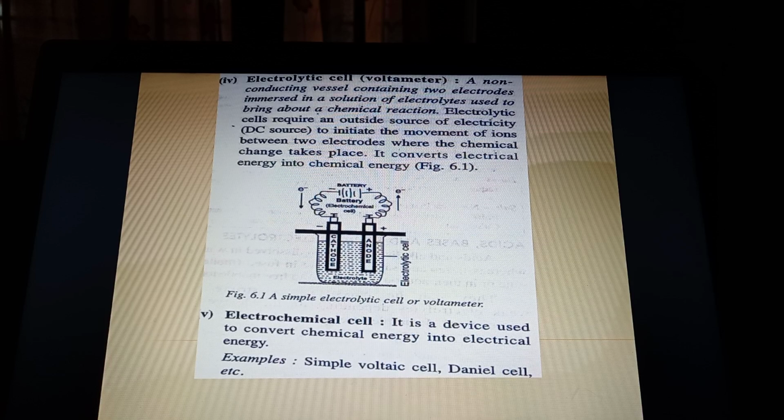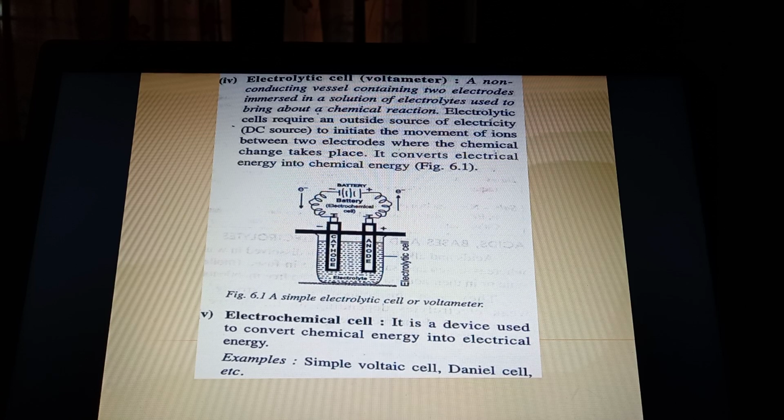Now what's an electrolyte? Electrolyte is any chemical substance in aqueous or molten state that will allow electricity to pass through it. Now the electrolytic cells require an outside source of battery, and it should be a DC source, not an AC source. The reason will be told to you in the coming topics. So basically an electrolytic cell is also called a voltameter. And what is the function of the voltameter? The function of the voltameter is that electrical energy will change into chemical energy. So on passing of this electric current, what will happen? A chemical reaction will take place. So this is the electrolytic cell.